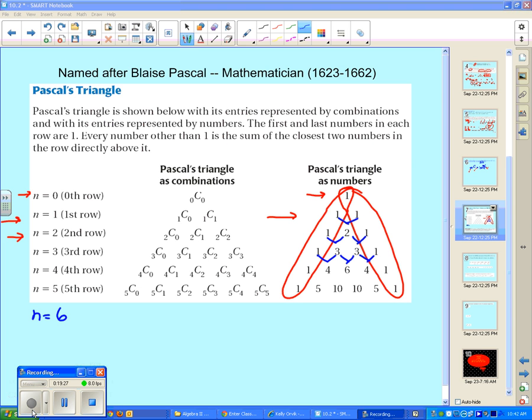So this seems confusing at first, but really it's a piece of cake. Your first number is always going to be a 1. Your last number is always going to be a 1. And then to find all the digits in the middle, you just add up the 2 numbers above the one that you're looking for. So 1 plus 5 is 6. 5 plus 10 is 15. 10 plus 10 is 20. And so on.